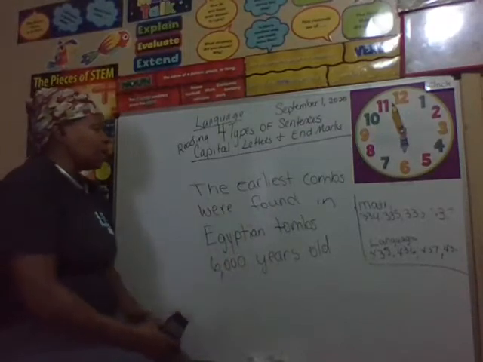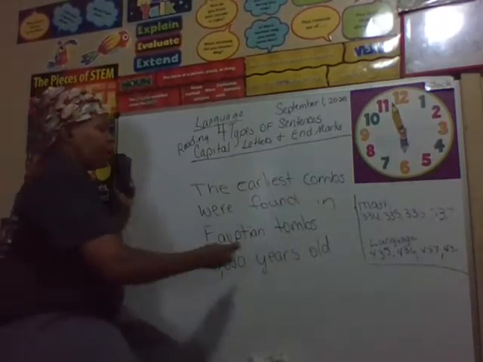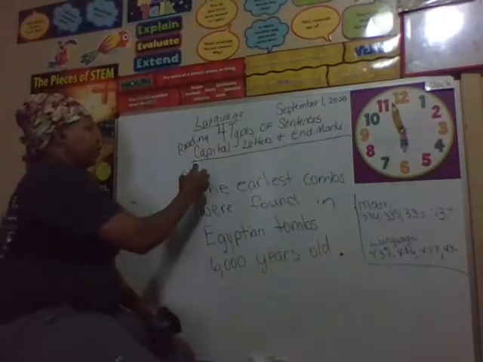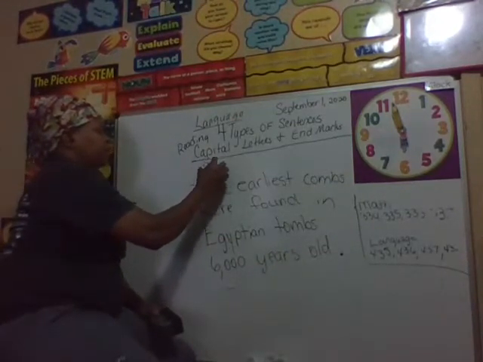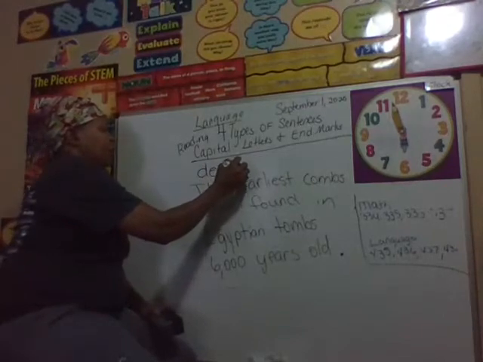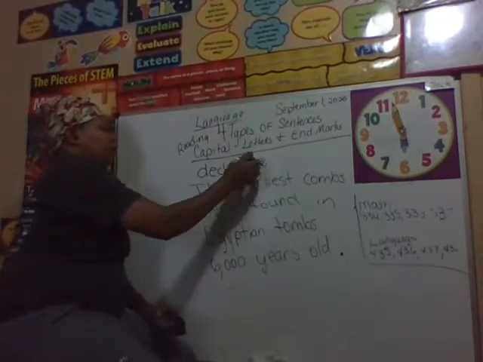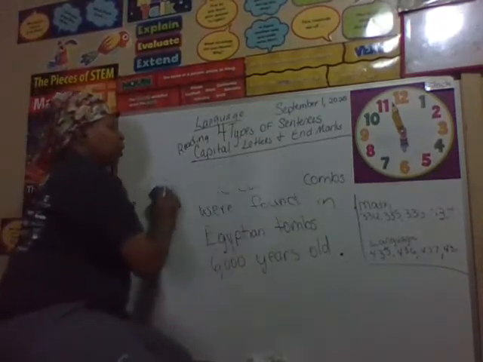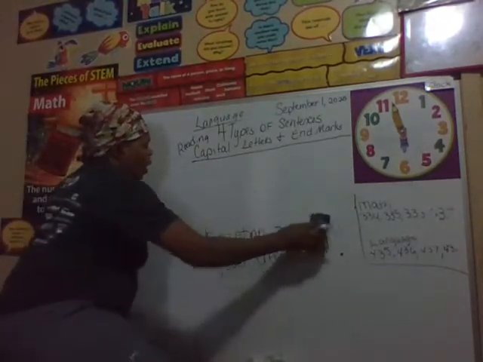So what kind of mark do we need there? A period. What kind of sentence is this? A declarative sentence. Why? Because it gives us information. And we just saw what the information was that it is giving us. Correct. Let's go to the next one.